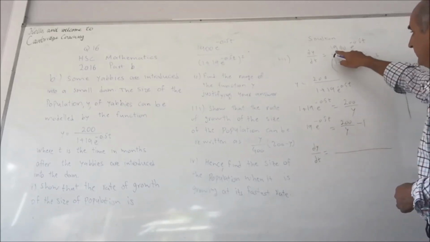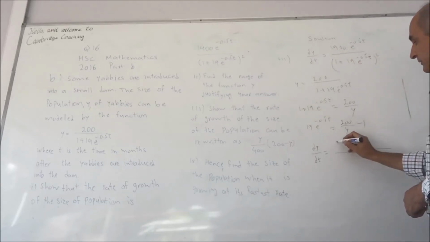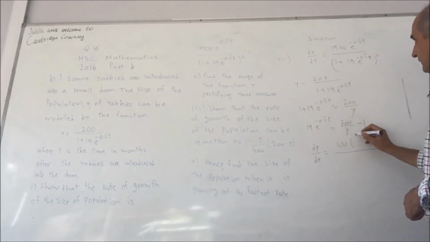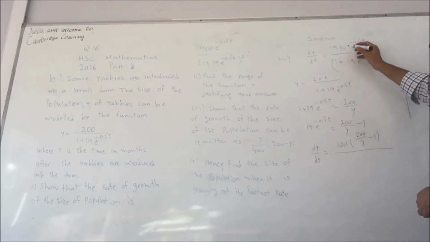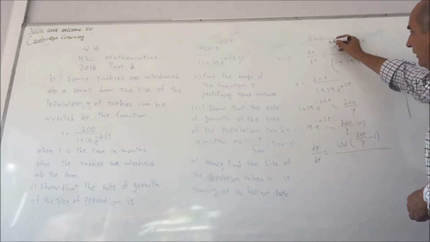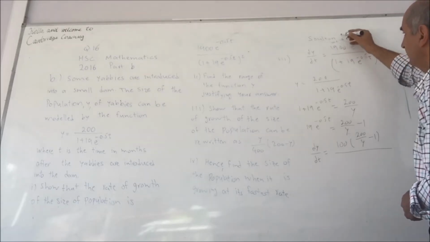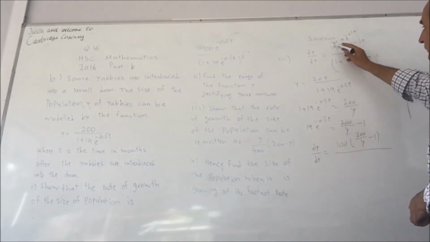So the only thing here, this one is 100 times 19 e to the minus half t, because this is 19 times 100. So then this is 100 times 19 times e to the minus half t, which gives me 200 over y minus 1. In other words, you can write this as 100 times 19 e to the minus half t, and that bit is the same as this expression, and we got 100.